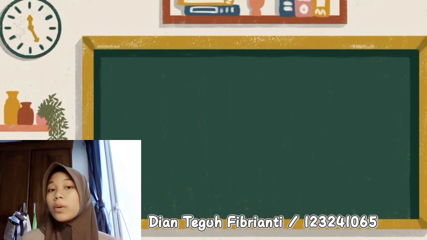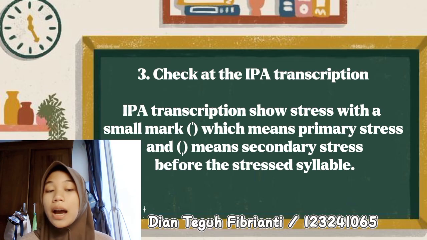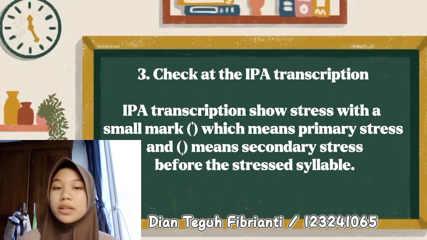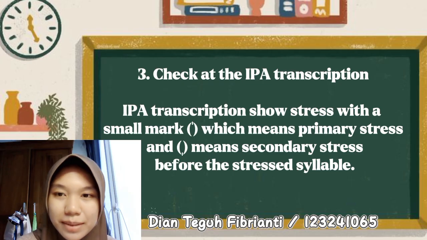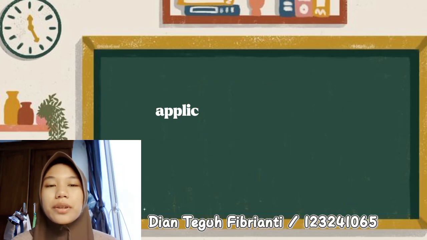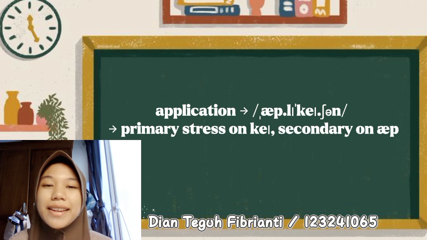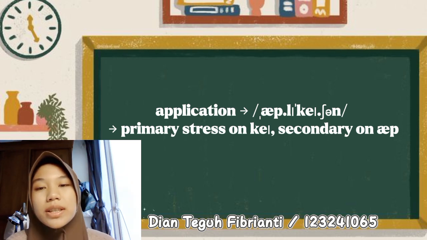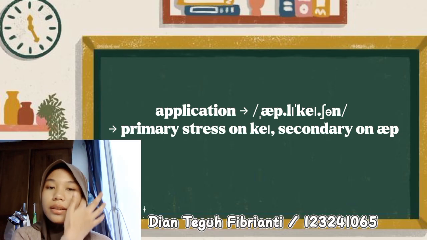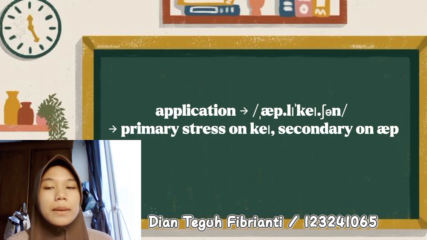The last way, which is the easiest way, is to check the IPA transcription. IPA transcription shows stress with a small mark. An upper tick means primary stress and a lower tick means secondary stress, placed before the stressed syllables. So, for example, the word application. We can see that before the syllable ap, there is a lower tick, which means secondary stress falls on the syllable ap, and an upper tick before the syllable ca. So, the primary stress falls on the syllable ca.